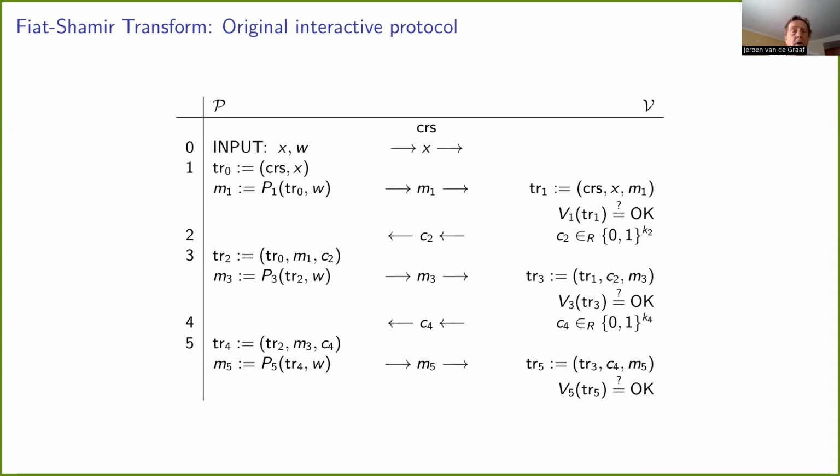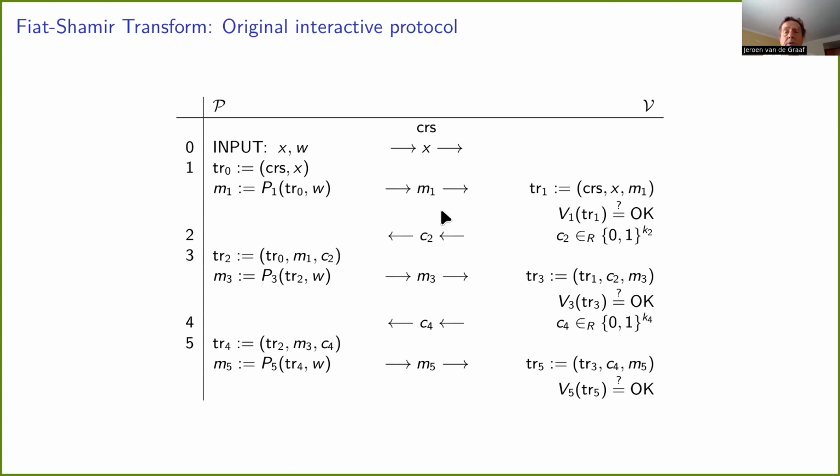Now, you should also know about the Fiat-Shamir transform. So here, it's almost similar to the previous slide. The notation now is not F, it's M, but it's the same thing. Now I'm going to explain how to transform any interactive proof into a non-interactive proof using the Fiat-Shamir transform. The idea is the following.